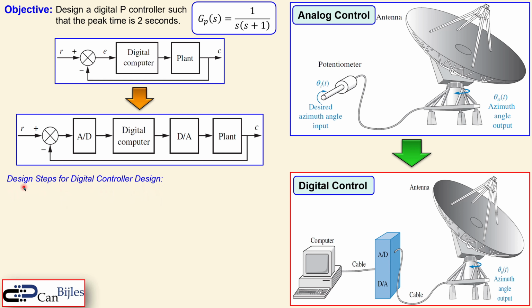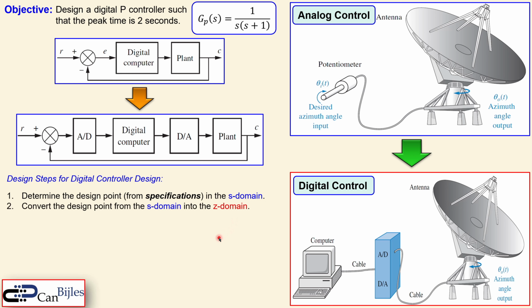So the design steps we will use for this example, for the digital controller design, are the following. First step is we will determine our design point from the specification in the S domain. And we did this also in the root locus design. So this is very similar. Then, since we want to go to the digital controller design, we will convert our S domain representation of the design point into the Z domain representation. And that is the domain in which we will design our controller.